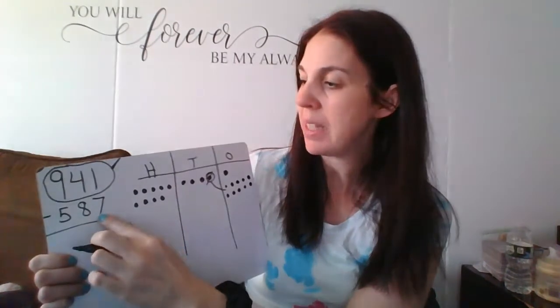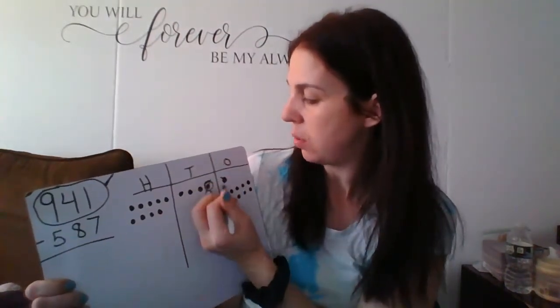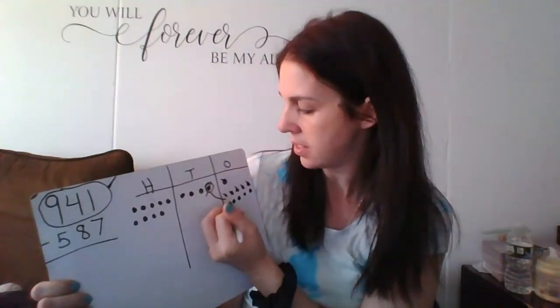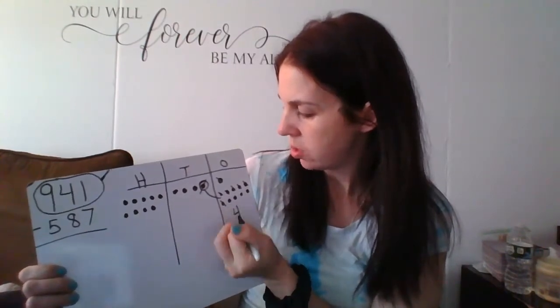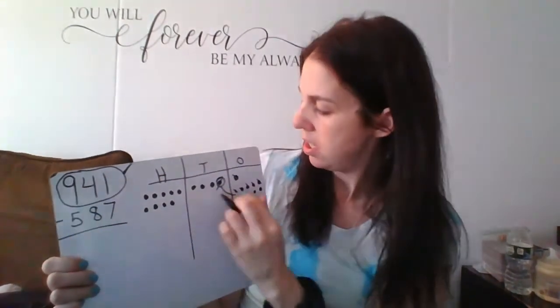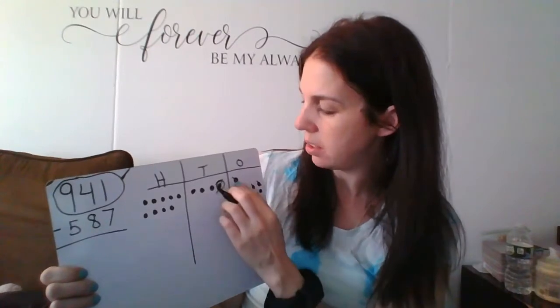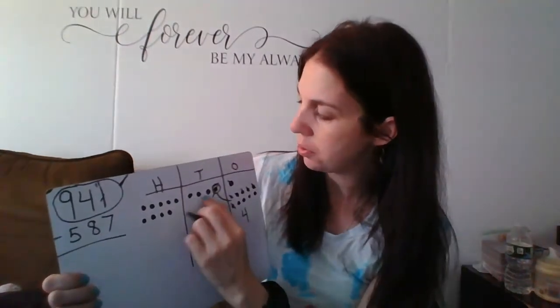Now I have enough to take away my 7 ones. So I'm going to cross out 7 ones. 1, 2, 3, 4, 5, 6, 7. How many do I have left? 1, 2, 3, and 4. So 4 left. The way that looks here on our vertical form is we had 10 and one more is 11. So this one was 11. And we have 3 tens left. And once we crossed out our 7 ones, we were left with 4. So that's how we solve it in vertical form.